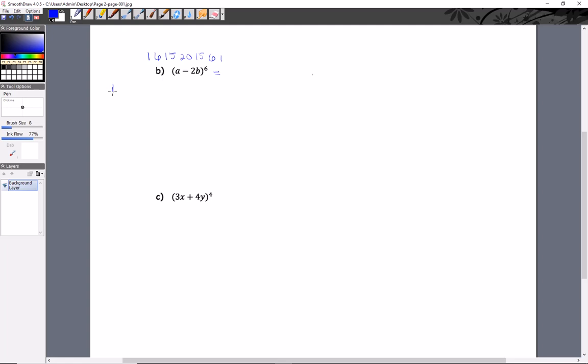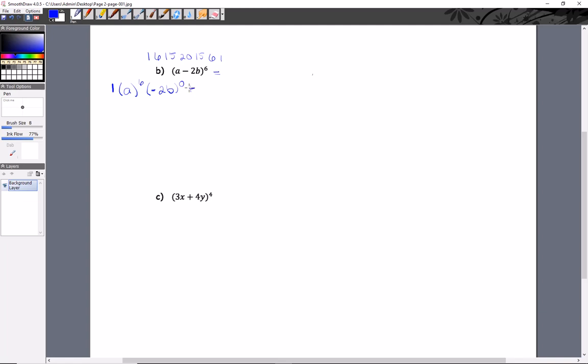So we'll start out with our coefficient 1. And then we'll start out with this term, a, and we will raise it to the maximum that it can be, 6. And then we'll take this other term, which is not a 1, so it's going to add some substantial pieces to this. That'll be negative 2b to the 0 power. That has to add up to 6.